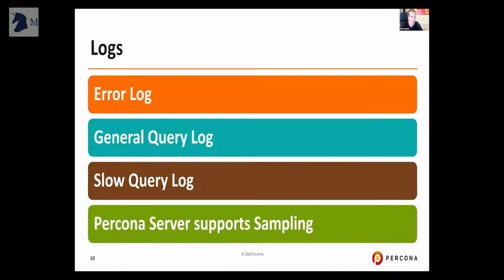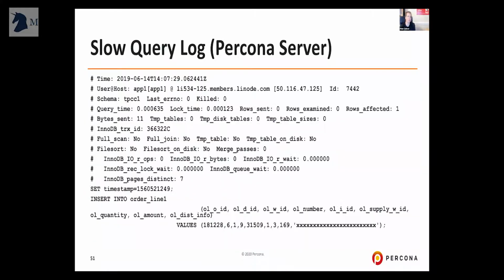Okay, with that, let's look at some other things what exists in MySQL beyond the Performance Schema. First there are logs. MySQL supports the error log, general query log, and slow query log. Right? Generally, they all can be configured in various ways. I would just also point out that if you're running Percona Server for MySQL, there are some additional options, such as, for example, Percona Server supports sampling.